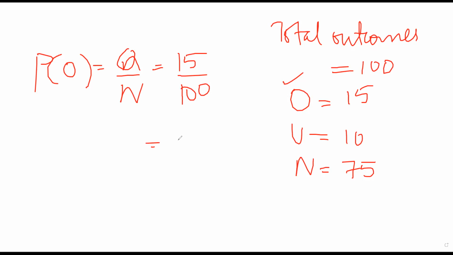I can also write that as 3 by 20. The probability of finding an overweight baby in that hospital is 3 by 20, or 15 by 100. So there is a 15% chance that a baby born in that hospital will be overweight. Did you understand? What is probability? Did you all understand what is probability?